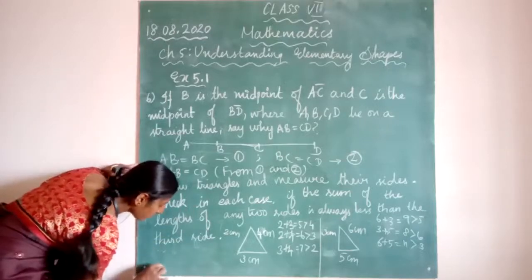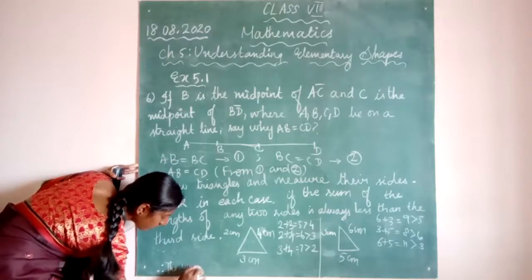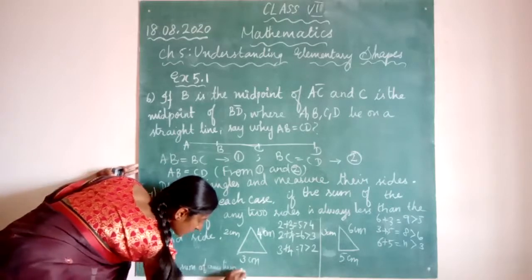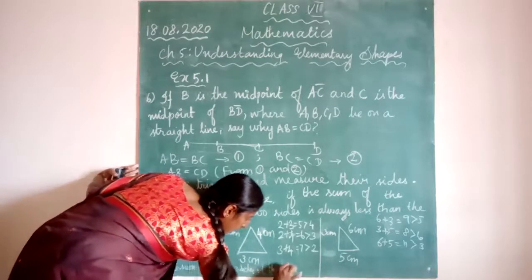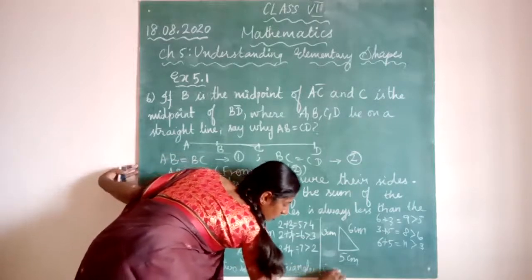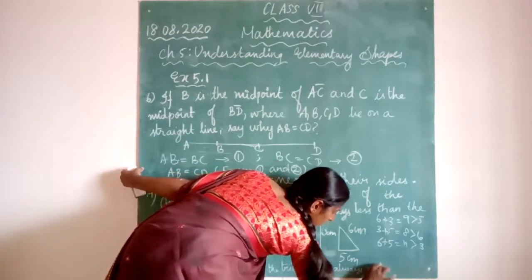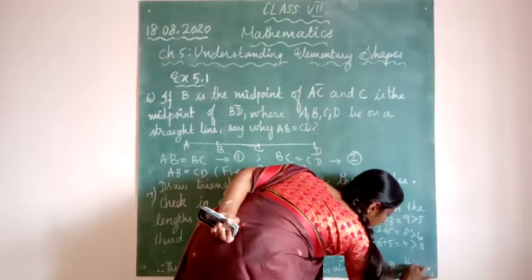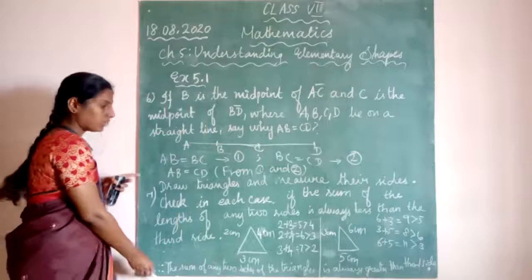Therefore, the sum of any two sides of the triangle is always greater than third side. Okay. Is it clear? So like this you have to write the conclusion.